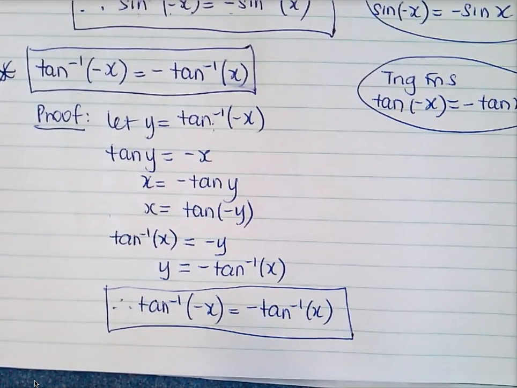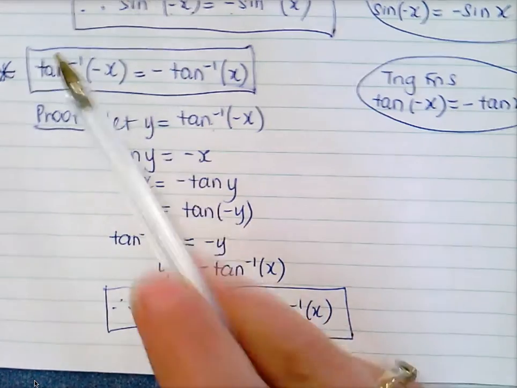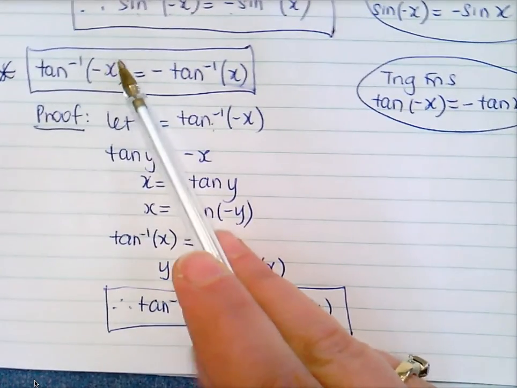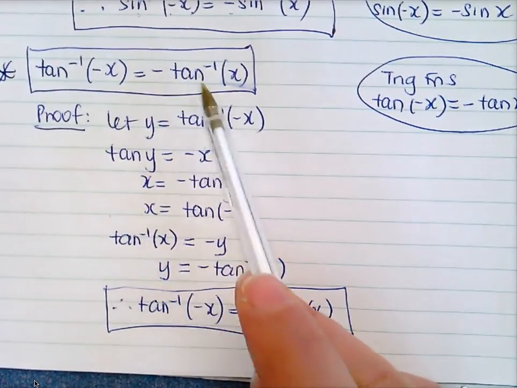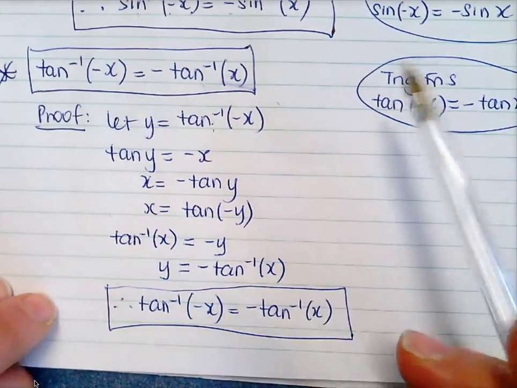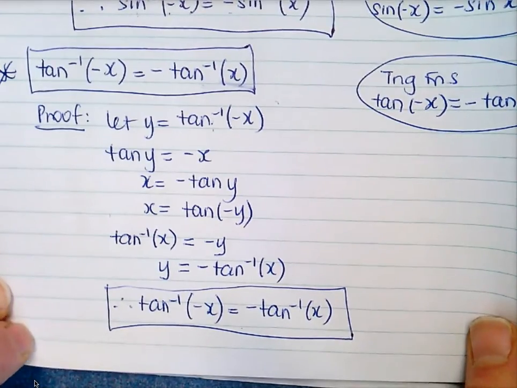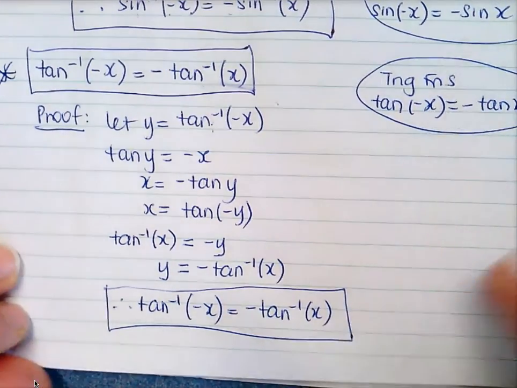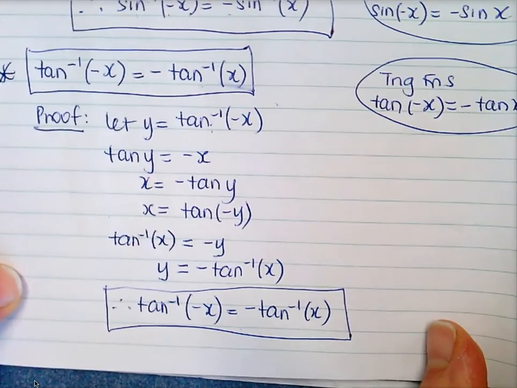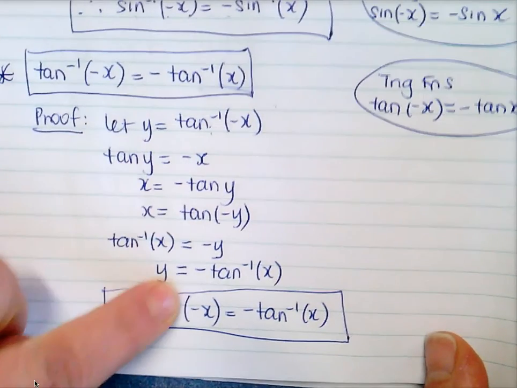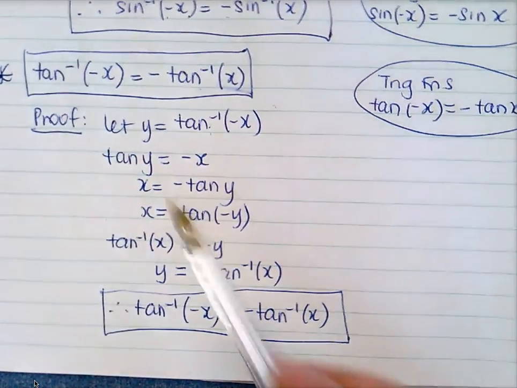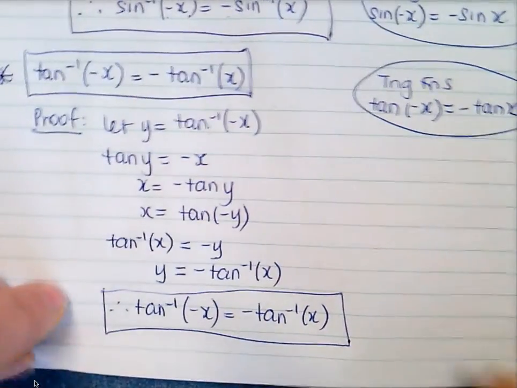All good? You'll use this if you're asked to do an inverse tan function proof. And you've got inverse tan of negative x. Well, you can change that and write it as negative inverse tan of x. Okay? I don't think you'll be asked to do them, but it's good to know the processes in case you've got some other question where you need to use these ideas. All right?